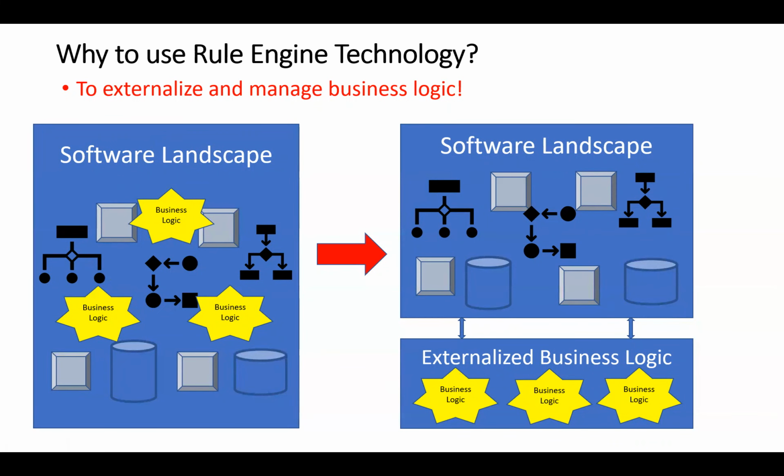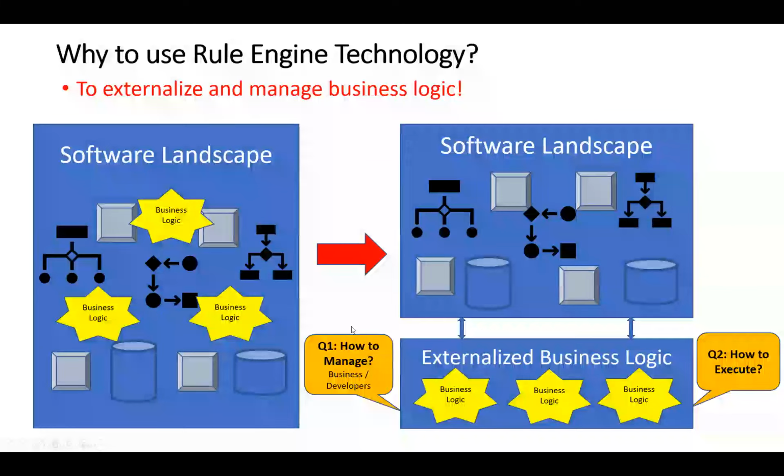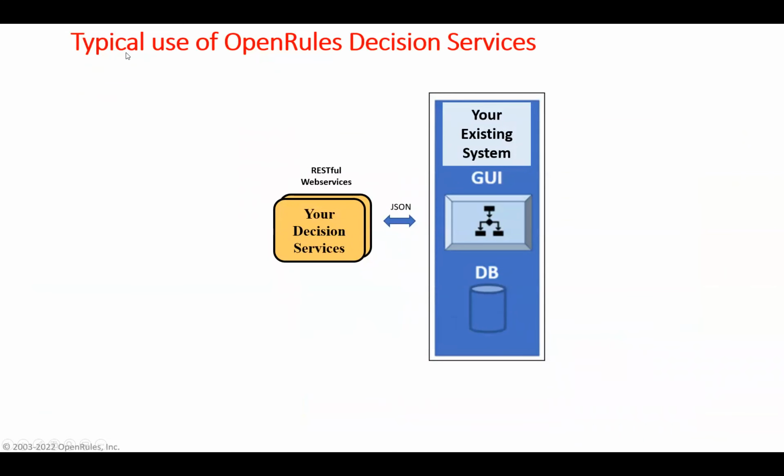When you're selecting products like OpenRules, you need to answer two questions: how to manage this externalized logic, what business people will do, what developers will do, and how efficient are these services. Can we run them really quickly, can we handle millions of transactions per day with less than 1 millisecond performance? OpenRules answers yes to all these questions, and I'm going to demonstrate this below. Okay, so typically, when you use OpenRules decision services, you have this simple picture.